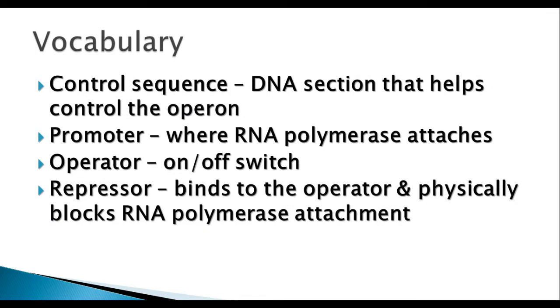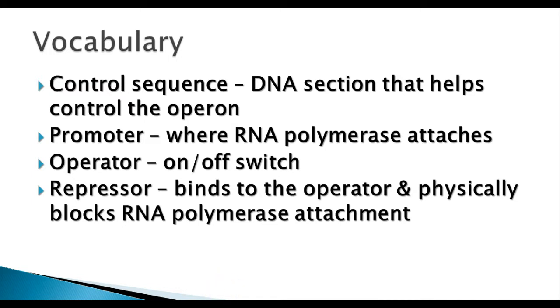Now here are some vocabulary terms about what I just mentioned. A control sequence is the section of DNA that helps control the operon. It's where the instructions for taking care of that particular set of genes are located. The promoter is where the RNA polymerase is going to attach. That's part of the control sequence. The RNA polymerase, remember, attaches to the DNA, and then it produces the messenger RNA that is needed to make the protein for the trait that is going to be expressed here.